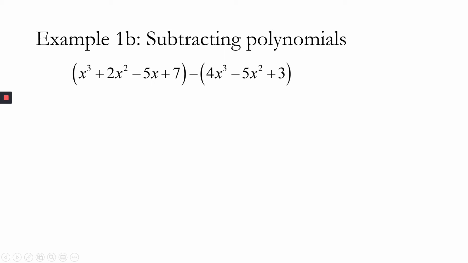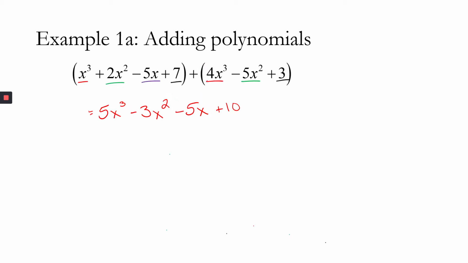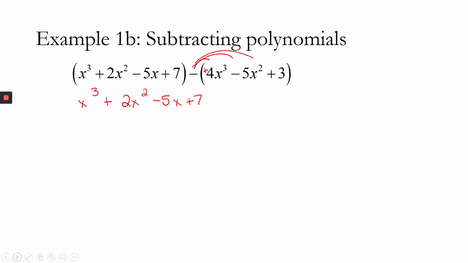Next, when we subtract polynomials, basically we're going to distribute that negative to everyone. So what I end up doing a lot of times is just rewriting the problem. Really I don't need those parentheses when I'm combining like terms, but I'm going to rewrite the problem and change each sign from the second set of parentheses. So this was a plus 4x to the third. Now it becomes a minus 4x to the third.